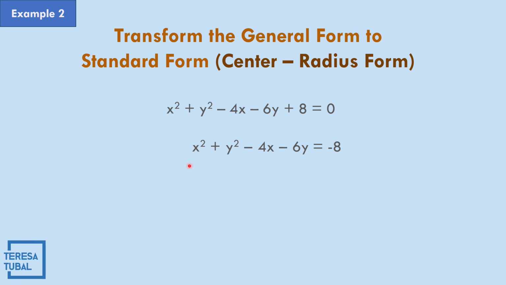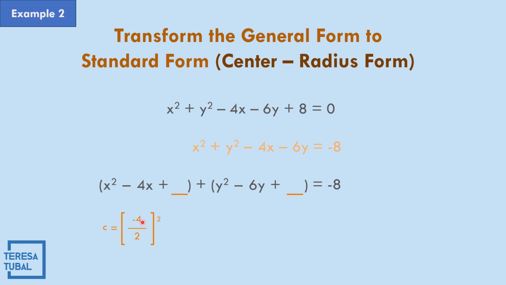So let us arrange all x. Parentheses, x squared minus 4x plus the blank. Plus, copy y squared, parentheses, minus 6y plus the blank, is equal to negative 8. So what could be the number to be added to make it a perfect square trinomial?